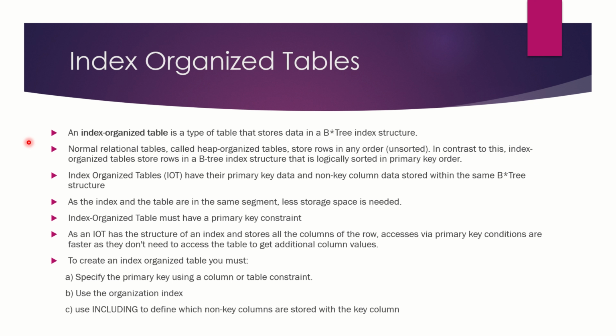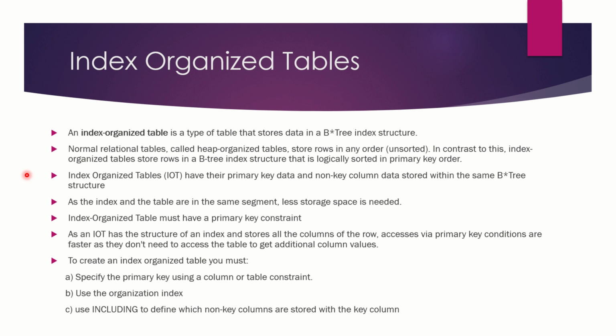But before that, we'll see what the features of the index organized table are. In a normal relational table, the data is stored in any order. It is not sorted as well. But in an index organized table, the data is stored in the form of a B-tree index structure and it is sorted based on the primary key order. This enables the index organized table to retrieve the data much faster than a B-tree index.